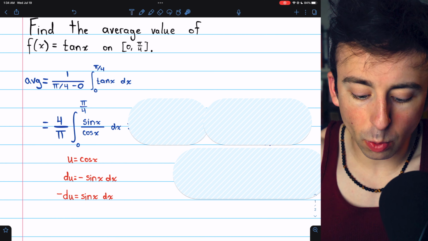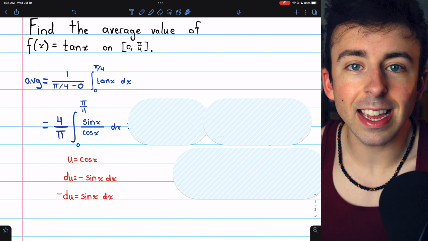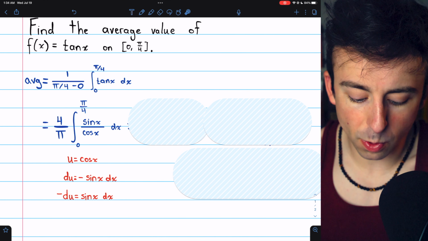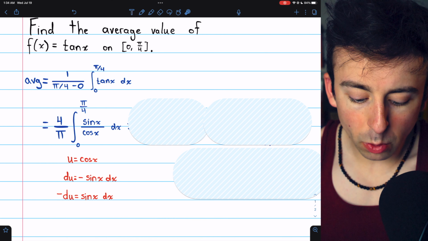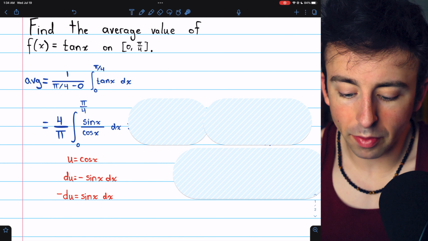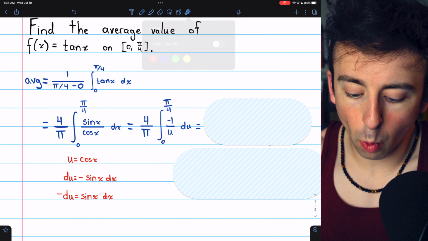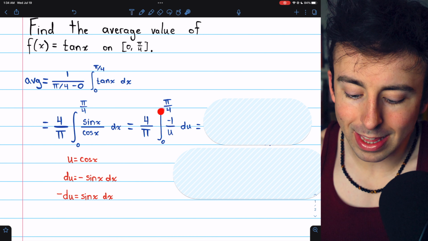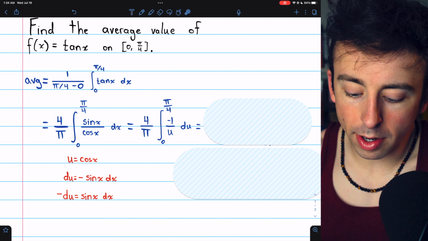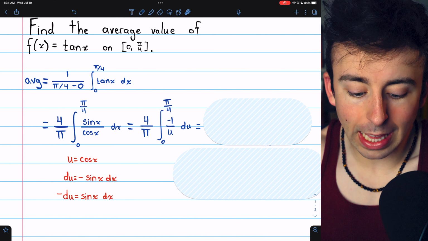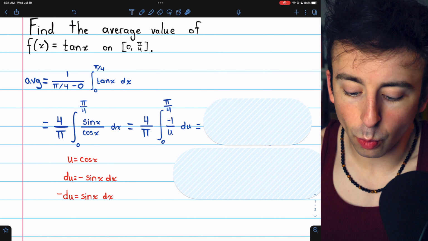If we let u equal cosine x, then du equals negative sine x dx. Thus, negative du equals sine x dx. So this sine x dx in the integrand we'll be able to replace with negative du. We'll have a u in the denominator, and that will be pretty straightforward. So now we have 4 over pi multiplied by the integral from 0 to pi over 4 of negative 1 over u du. Again, we replaced cosine x with u, and we replaced sine x dx with du.